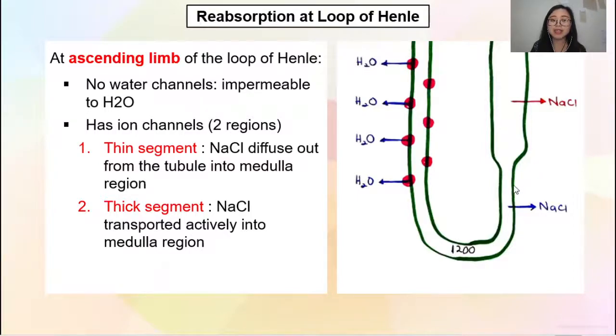At the thin segment, it has ion channel, and sodium chloride will diffuse out from the tubule into the medulla region by passive transport. Kamu tengok di sini, saya label dengan blue arrow. Bila dia sampai kepada thick segment, sini pun ada ion channel juga. Sodium chloride juga yang kena kasih keluar. But now, sodium chloride is transported actively into the medulla region. Tadi di bawah ni adalah passive transport. Bila dia sampai part yang tebal ini, dia adalah active transport.